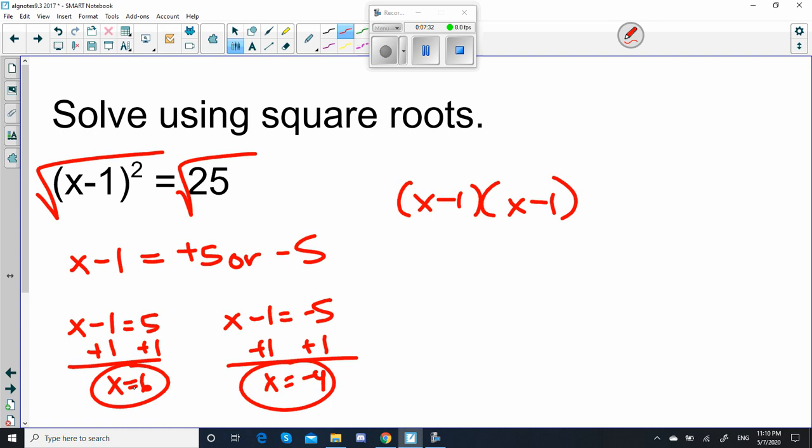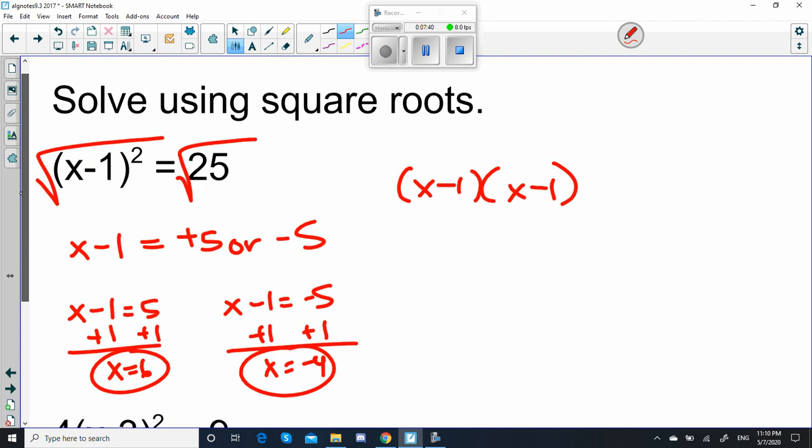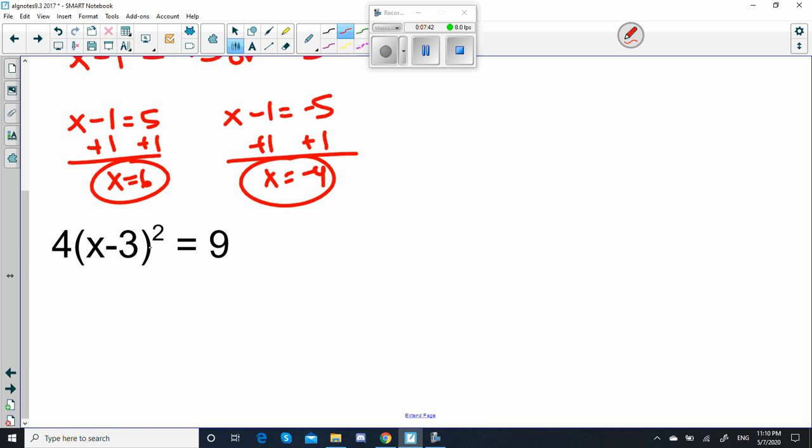Okay, questions on that? All right, let's look at the next one. It's very similar to that first one. All right, so I'm going to go ahead and move the 4 over because it's outside the parentheses and it's not squared. So I'm going to divide by 4 here and divide by 4 here. So this now is x minus 3 squared. And I really like 9 over 4 and not the decimal because they're both perfect. So I'm going to leave that as 9 over 4. You could change it to 2.25 because that's a perfect square also, but I'm going to leave it as a fraction. I like the fraction better.